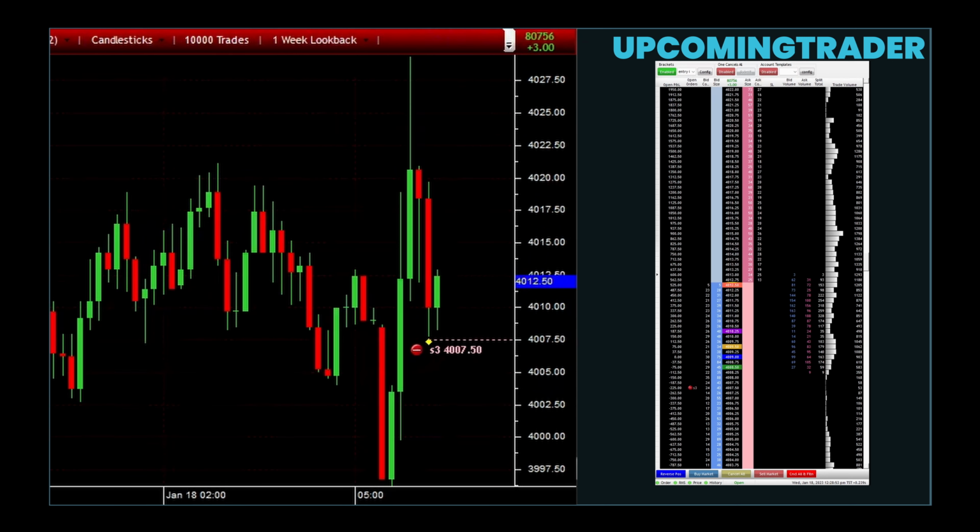direction of the move. Flags and pennants are continuation patterns that also benefit greatly from volume analysis. When the flagpole forms, you typically see a sharp move with strong volume, followed by a period of consolidation where volume declines. A breakout from the consolidation zone with increasing volume is a strong indicator that the original trend is resuming.